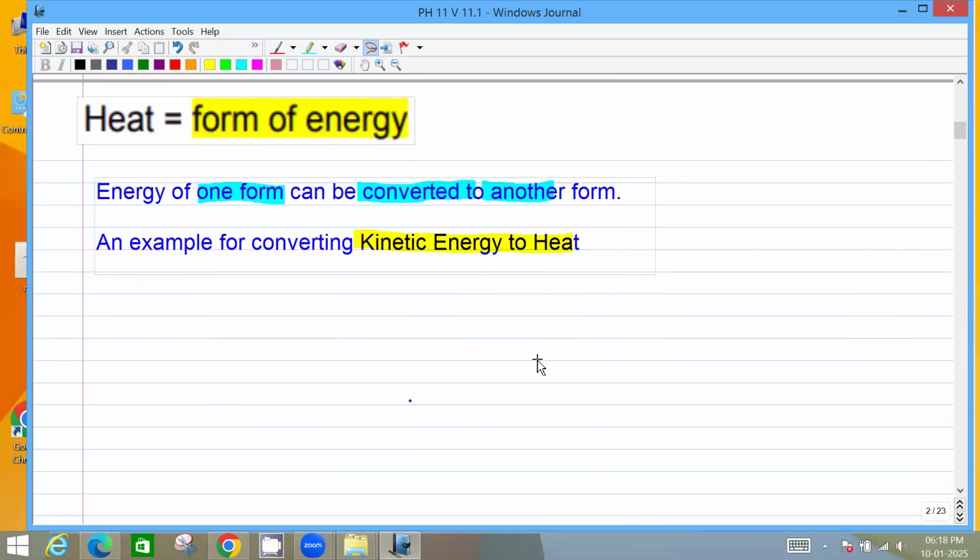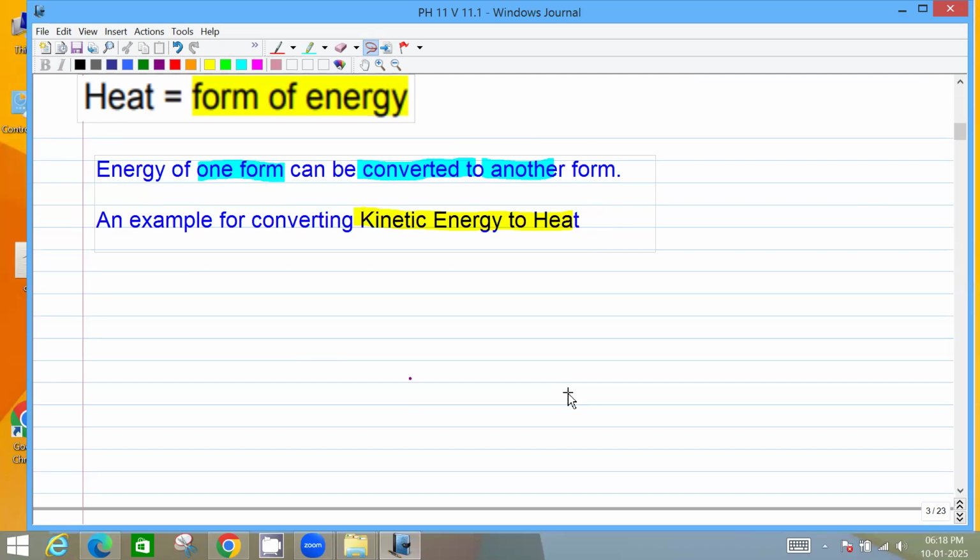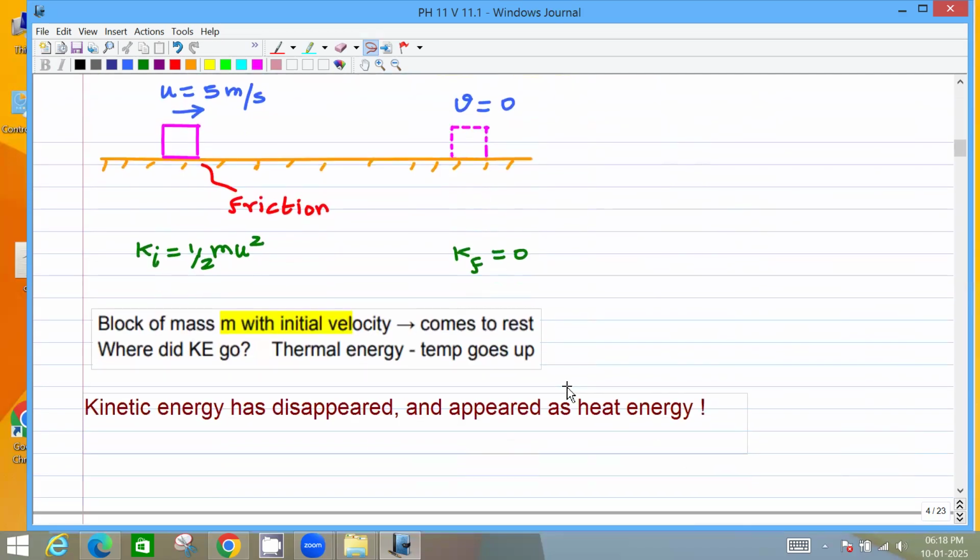Heat is a form of energy, and any form of energy can be converted into another form. So let us look at examples where energy can be converted to heat. Consider a block moving with an initial velocity of 5 meters per second on a surface. The surface will have some friction. So as it moves, one would expect the speed of this object to reduce. After some distance, the velocity will decrease to 0.